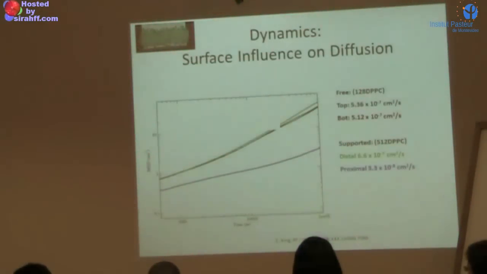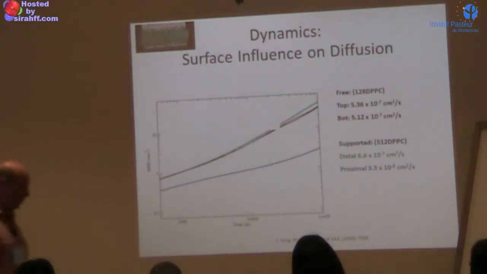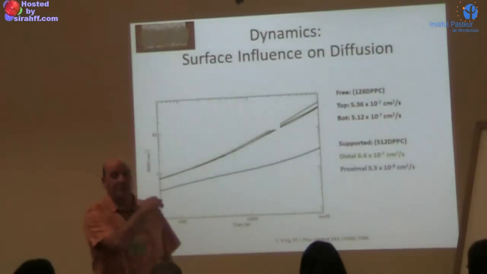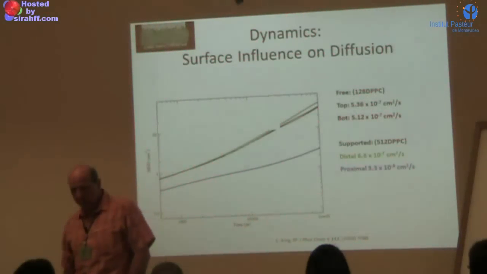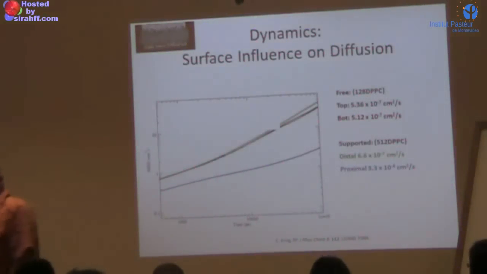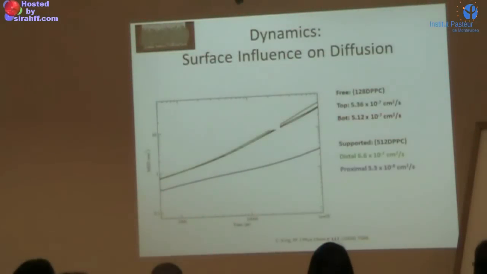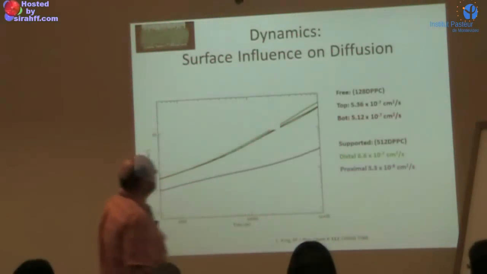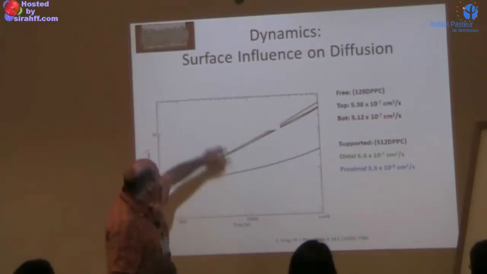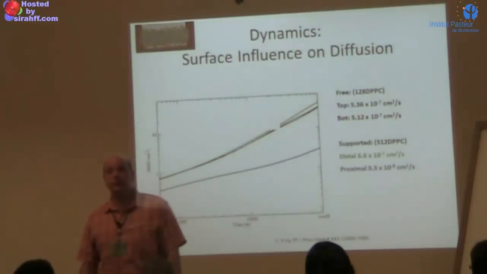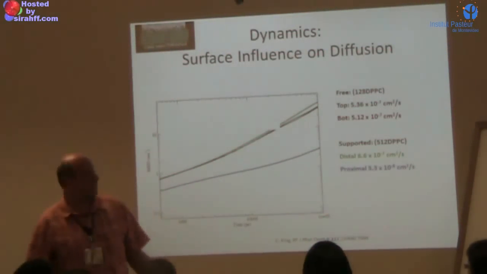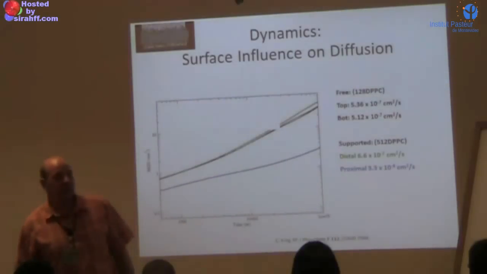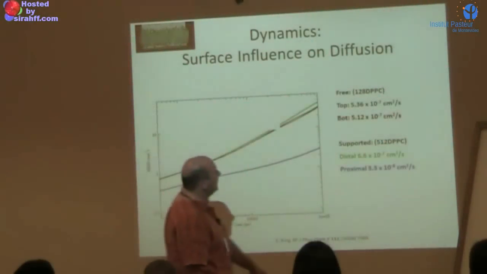We also looked at the diffusion, because there are some experimental data which actually came out after this from Carnegie Mellon, which show that the diffusion in the two leaflets is significantly different. The black and the red are the two leaflets in the free bilayer, which obviously have to be the same. These are mean-square displacements, so they're essentially the same.